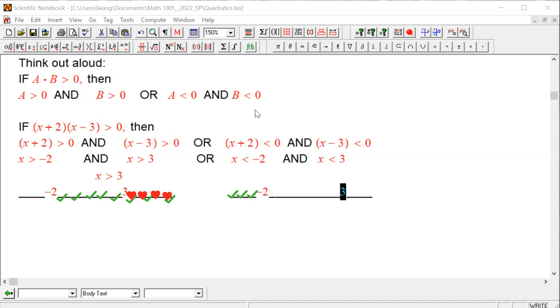What is less than 3? Less than 3 are here. All of these. So where it's being marked twice will make the and true. True and true is true. Therefore, on this piece, the answer is going to be x less than -2.